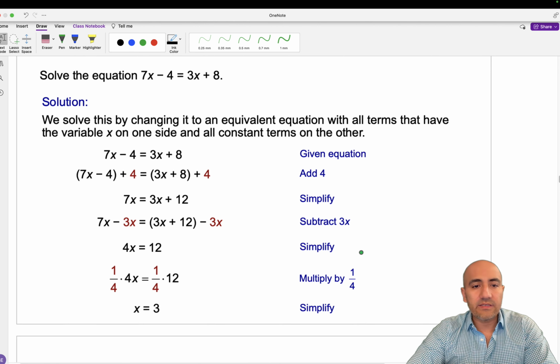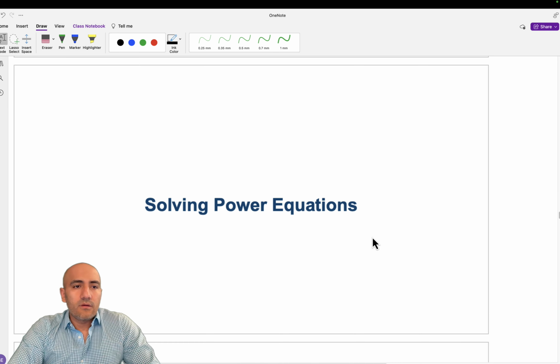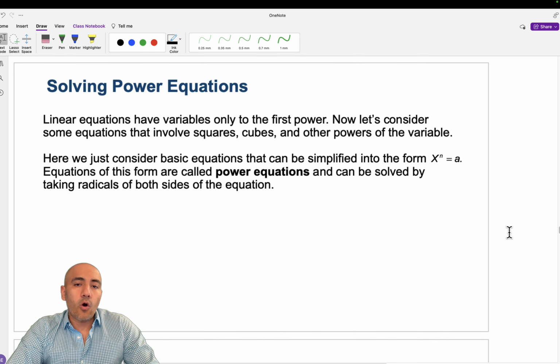Okay, similar process. And again, you can check your answer to confirm that you have the correct answer. Solving power equations. Linear equations have variables only to the first power. Now let's consider some equations that involve squares, cubes, and other powers of the variable.